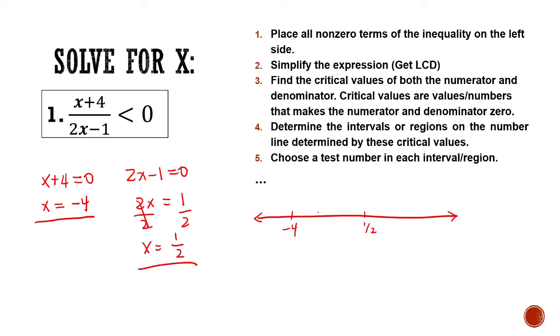So what we're going to do here is to get test points. We substitute it in the rational inequality and see if it will yield a true statement. Before we do that, i-test muna natin yung critical values natin. So isa-substitute natin itong mga critical values sa rational inequality. Tingnan natin kung kabilang sila sa solution set. So una nating i-substitute si negative 4.